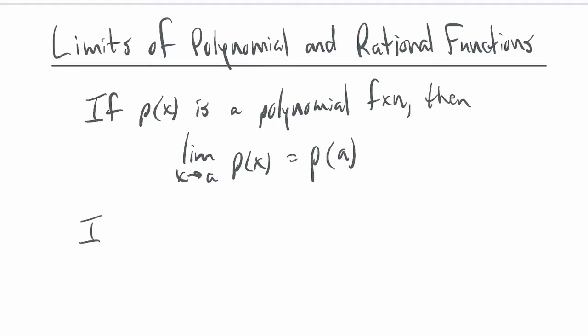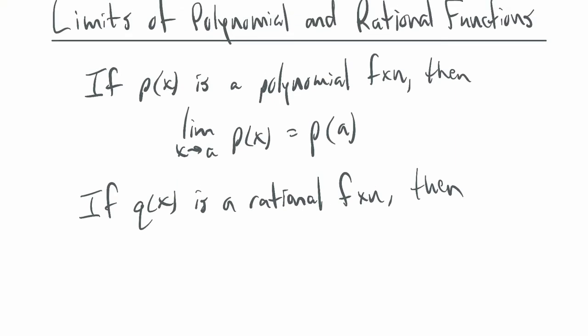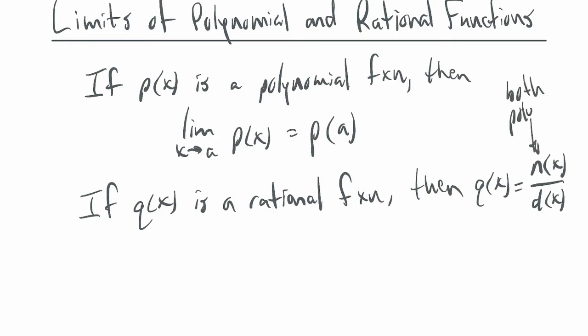So there's a couple of ways to phrase this. Let's say q of x is a rational function. Then, well, there's really two things. I'm kind of running out of room. Let's say this: q of x equals some numerator function divided by some denominator function, where both n and d are polynomials.